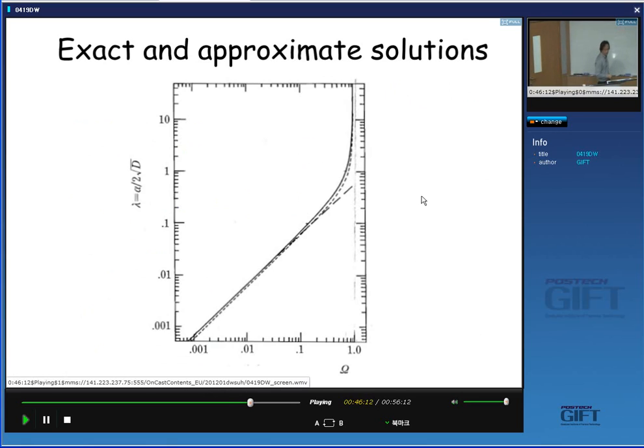So here we compare the exact solution and the simplified linear concentration gradient. Here the solid line represents the exact solution, and this dotted line indicates the solution from the approximation. So you can see that the simplified approach is not that bad. Actually, it gives you quite a reasonable way of evaluating the growth rate.